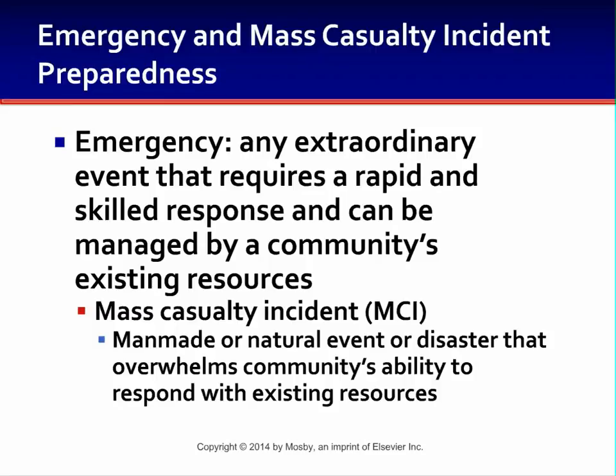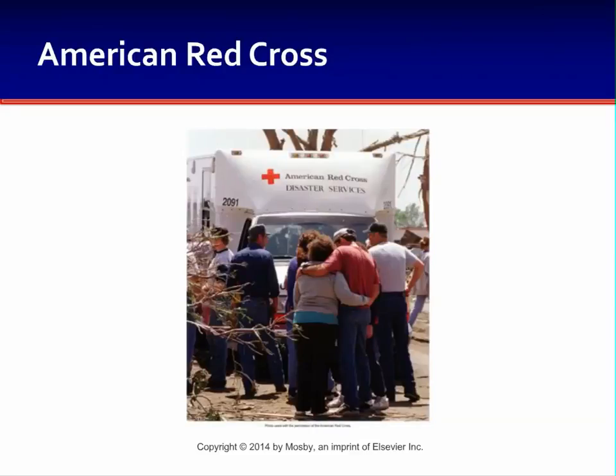An emergency is any extraordinary event that requires a rapid and skilled response and can be managed by a community's existing resources. A mass casualty incident usually involves large numbers of victims, physical and emotional suffering, and permanent changes within the community. In addition, mass casualty incidents always require assistance from people and resources outside the affected community, such as the Red Cross.